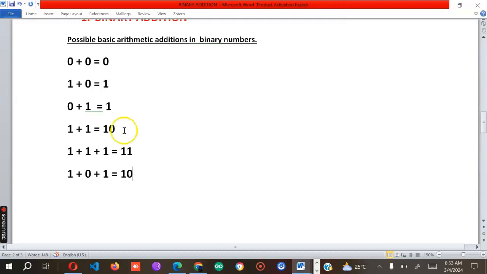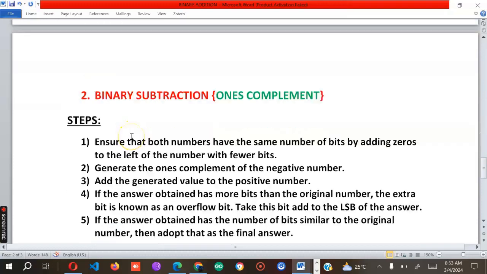Okay, let's move now to the next part on how to subtract binaries using the one's complement.